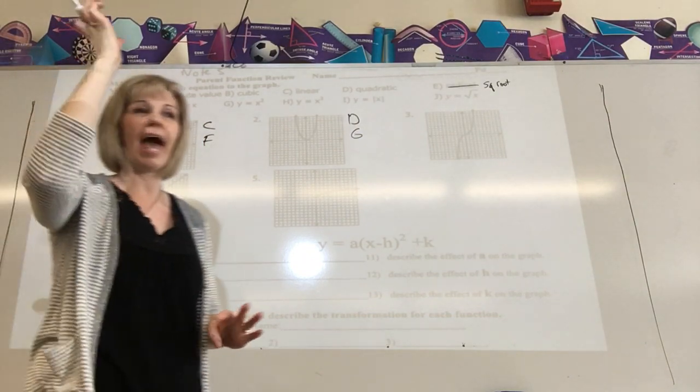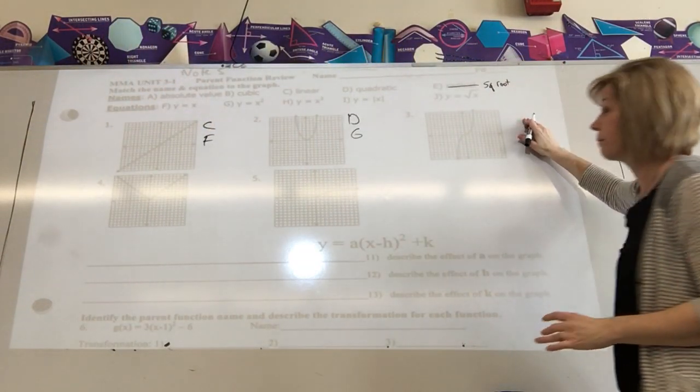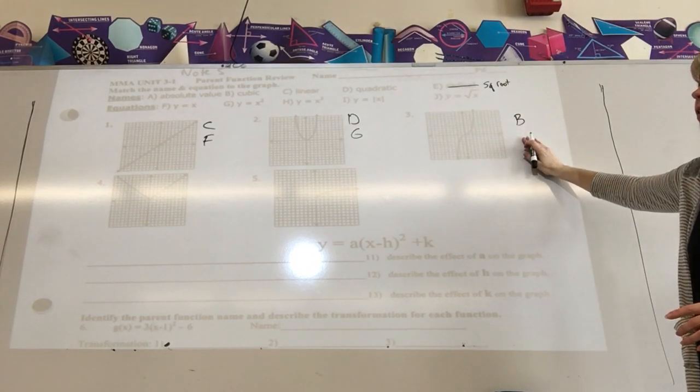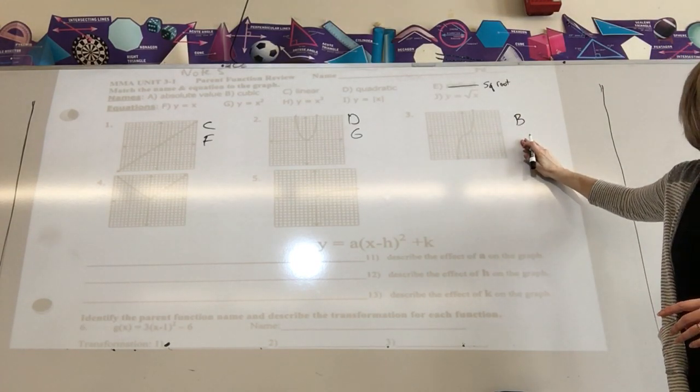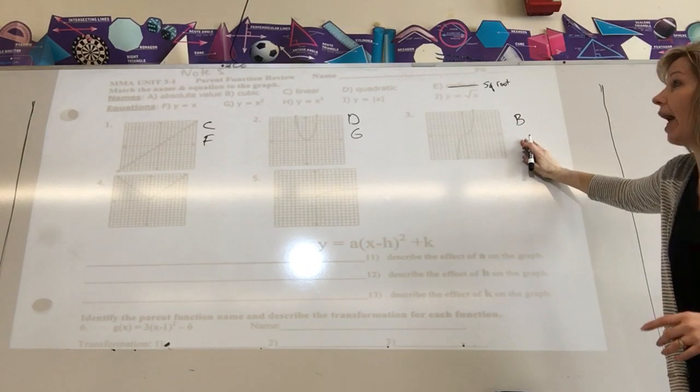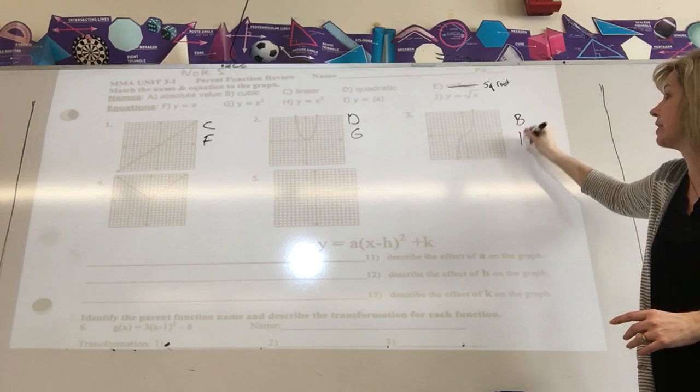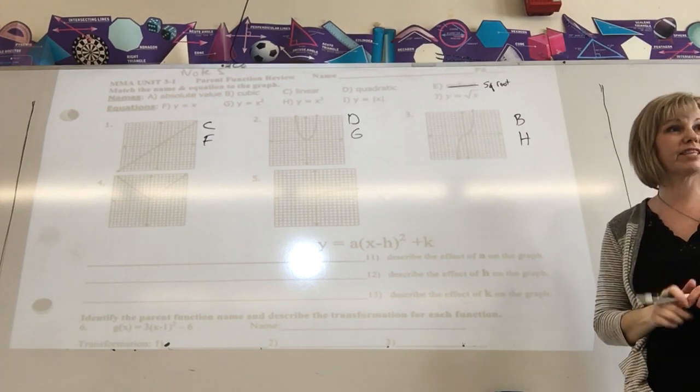3, we have that long S. What is that called? Cubic. Okay, cubic, which is B, and what's the equation of it? Yep, x cubed. Okay, cubic, remember third power, so it's H. So we got y equals x cubed.